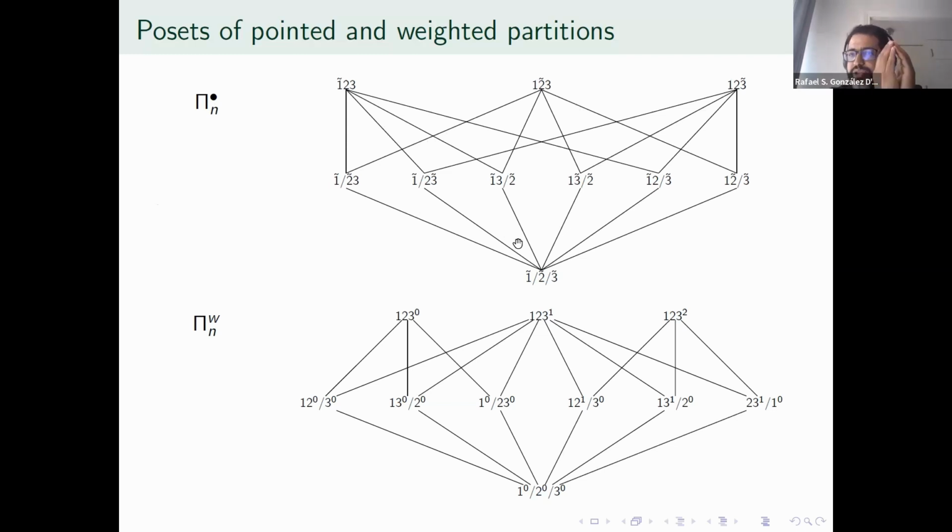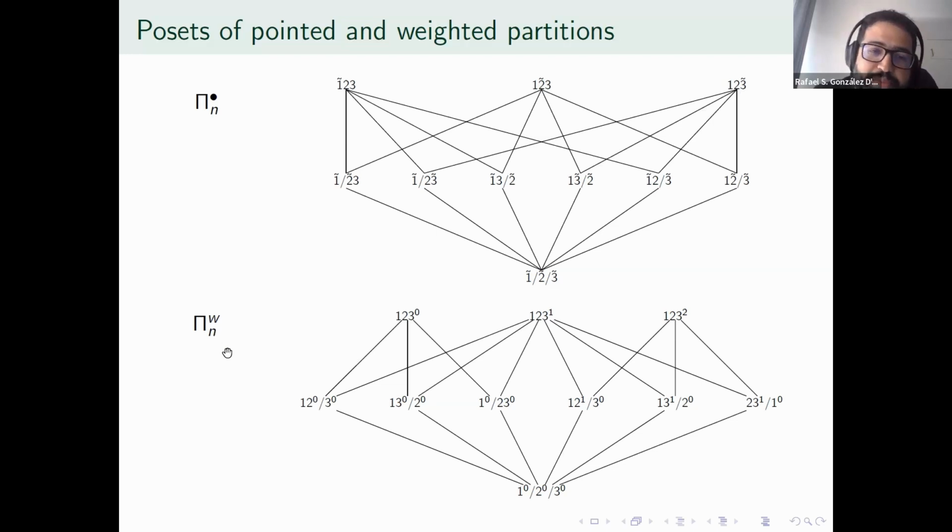And every time you start merging, you merge two pointed elements, and then you decide who keeps the point. So for example, if I merge 1 and 2, either 1 keeps the point or 2 keeps the point. If I merge these two blocks here, 1, 2 with the 2 pointed and 3, then I can decide if 2 keeps the point, and I will be here in the middle, or if 3 keeps the point. This is called the poset of pointed partitions.